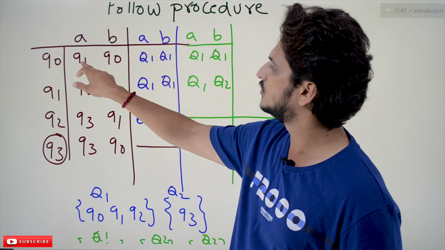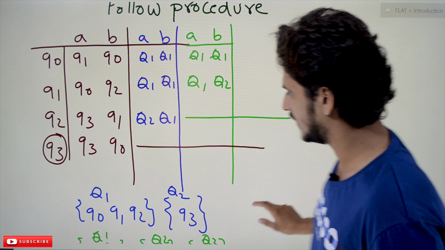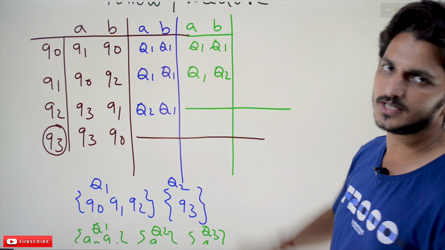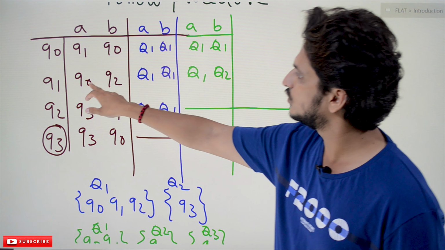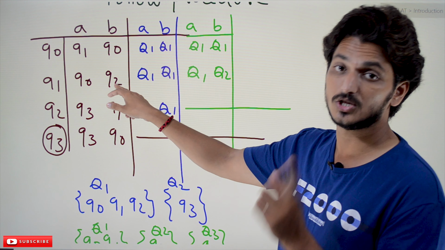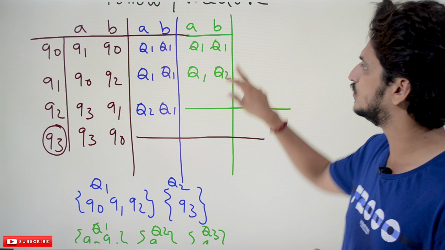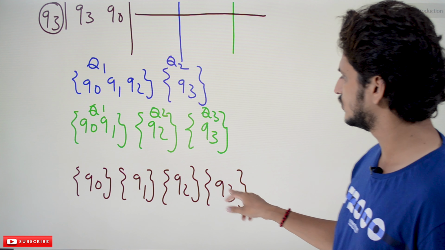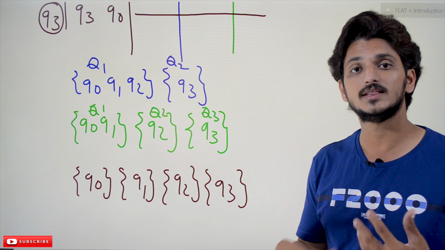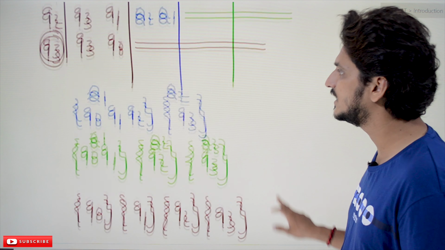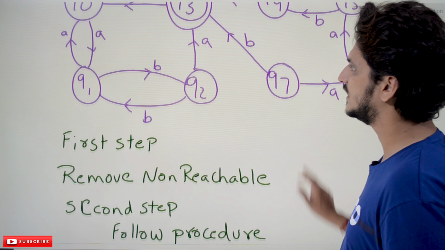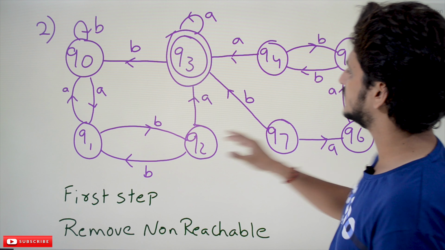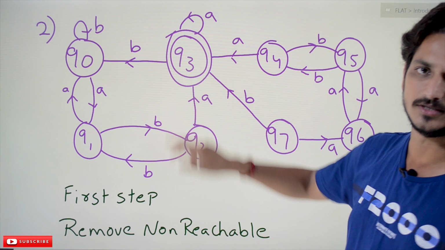Q0 on A goes to Q1, and Q0 on B goes to Q0, both in set Q1. Coming to the next one, Q0 is in set Q1 and Q2 is in set Q2, so these are going to be separated. Finally, what sets did we get? Q0, Q1, Q2, Q3, four different sets. Nothing is going to be minimized. That's why our final DFA is these four states, because no minimization happened in this example. We are just removing the unreachable part.